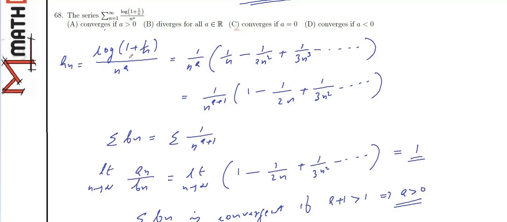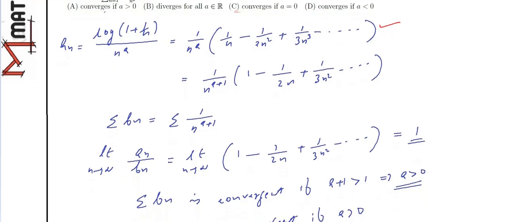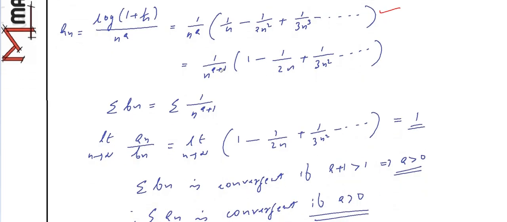So when you see that it's log of 1 plus 1 by n, expand that. We have the formula for that, the Maclaurin series expansion. There is a 1 by n common, take it out. So 1 by n to the power a plus 1. Now try to apply the limit comparison test by taking this one as sigma bn. So sigma bn is equal to sigma 1 by n to the power a plus 1, right? When you divide, you will get the limit as 1. So definitely we can apply the limit comparison test.